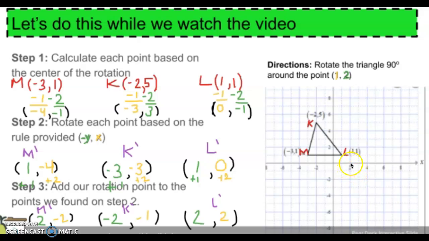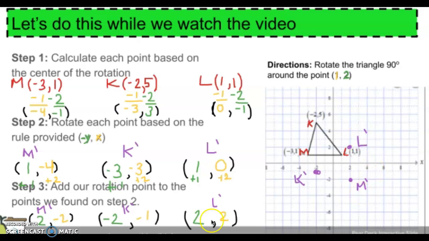So for M prime, I'm going to go over 2 and down 2. I'm going to graph this point as M prime. For point K, I'm going to go left 2 and down 1. This is point K prime. And then my last one, L prime, is over 2 and up 2. And this is point L prime.